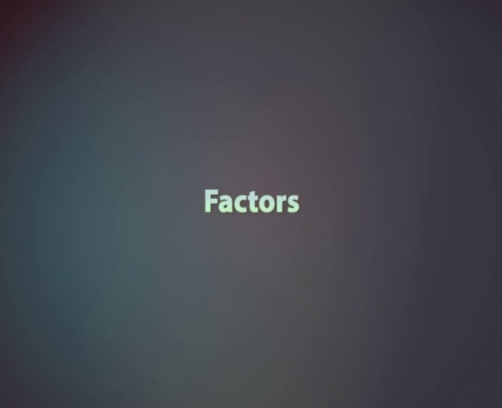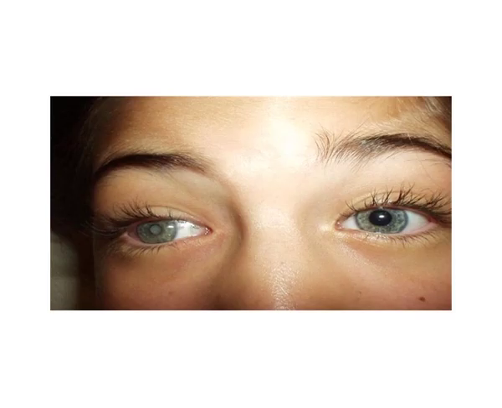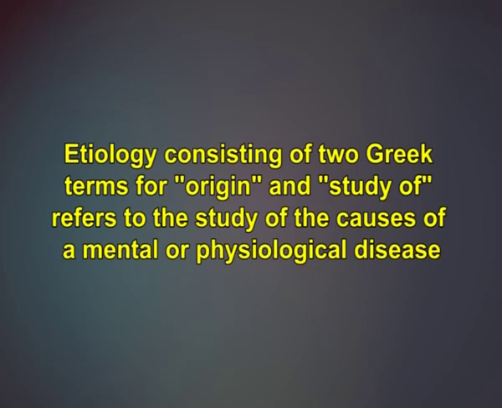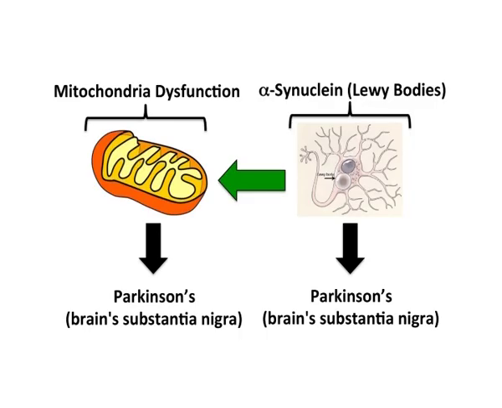3. Factors. In medicine, etiology refers to the many factors coming together to cause an illness. It is normally the focus of epidemiological studies. Etiology, consisting of two Greek terms for origin and study of, refers to the study of the causes of a mental or physiological disease. As part of the etiology of a respective disease, only causes that directly initiate the disease process are considered as etiology factors.